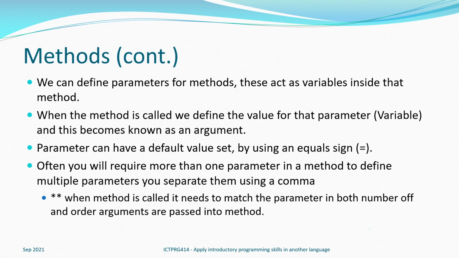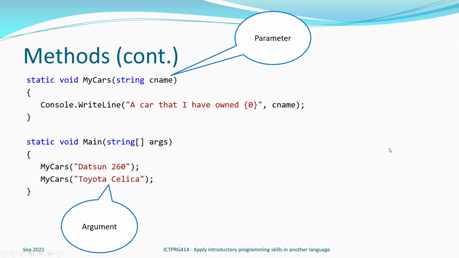Now, we can define parameters in methods. These are basically variables that work within the method, and the values that we put into those parameters when the method is run are called arguments. We can have a default value set when we define the parameters using the equal sign, and we can have multiple parameters defined by using a comma to separate them. When we do use multiple parameters, we need to match the arguments in both the number and order as we pass them into the method. This can be quite tricky, as people tend to forget.